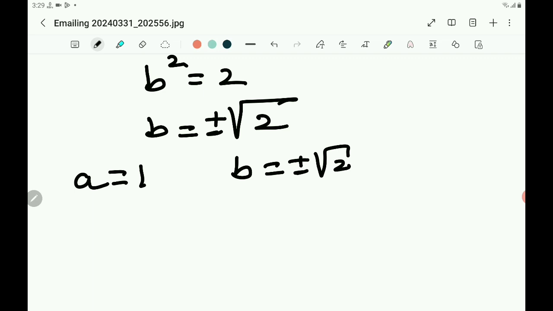So you can do it by taking the sum of the roots and product of the roots. That is, you must consider the standard form of the cubic polynomial ax cube plus bx square plus cx plus d, and you must compare the coefficients for the sum of the roots and product of the roots.